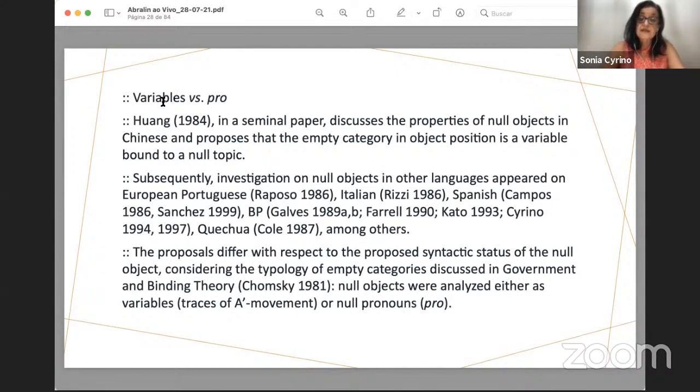So the first paper that came up about null objects was Huang 1984. He discussed the properties of null objects in Chinese and proposed that the empty category there is a variable bound to a null topic. And then the investigation on null objects began, considering other languages, for example European Portuguese, Italian, Spanish, Brazilian Portuguese, Quechua, and other languages. The proposals differ with respect to the syntactic status of the null object, considering at the time the typology of empty categories discussed in GB. So null objects were analyzed either as variables or as little pro, because this was the type of empty categories that we had at the time.